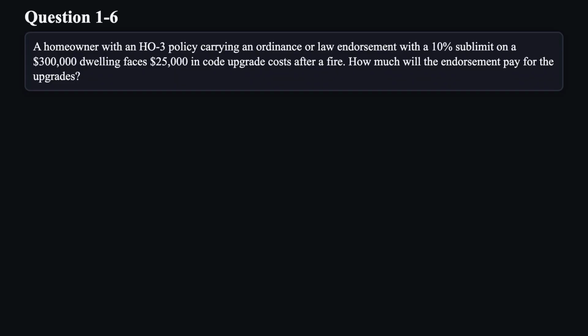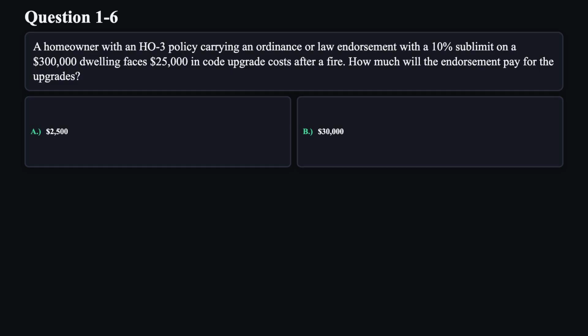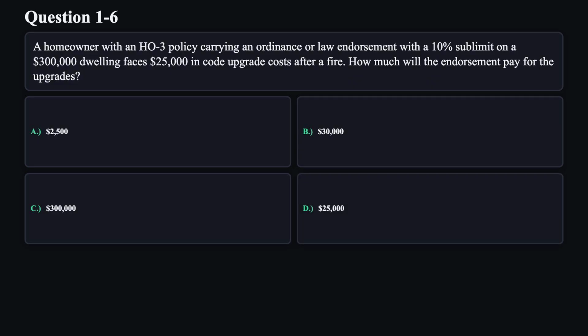Question 6. A homeowner with an HO3 policy carrying an ordinance or law endorsement with a 10% sublimit on a $300,000 dwelling faces $25,000 in code upgrade costs after a fire. How much will the endorsement pay for the upgrades? A. $2,500. B. $30,000. C. $300,000. D. $25,000.